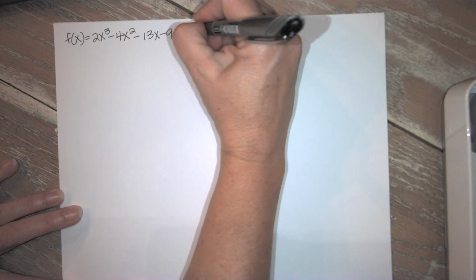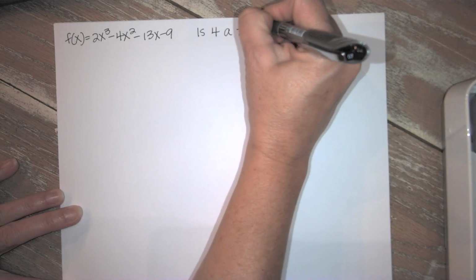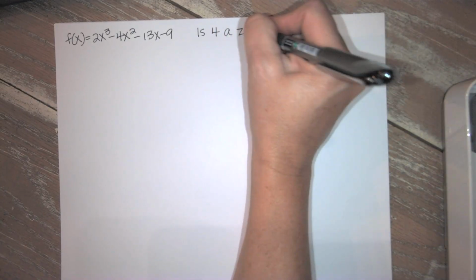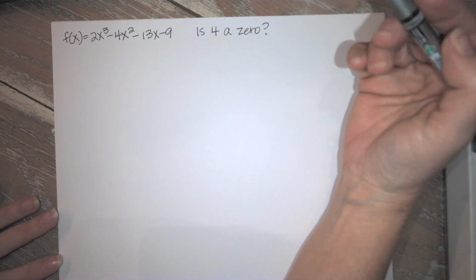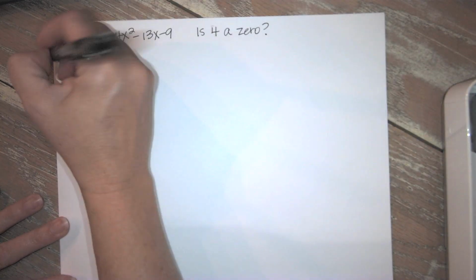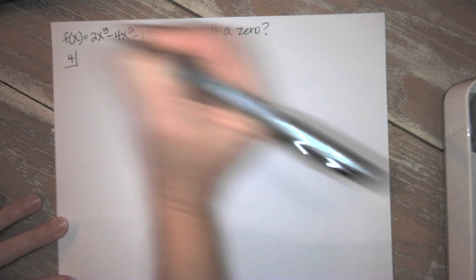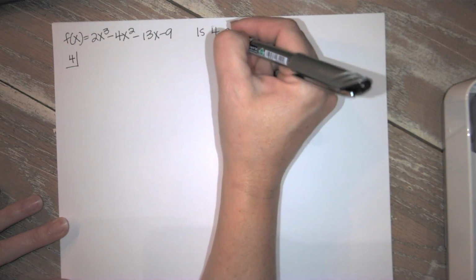And I want to know, is 4 a 0 of this function? Well, we just learned how to tell if something like x minus 4 is a factor. If you just want to tell if this value is a 0, then you will just do synthetic division, putting that number right here. So is 4 a 0?